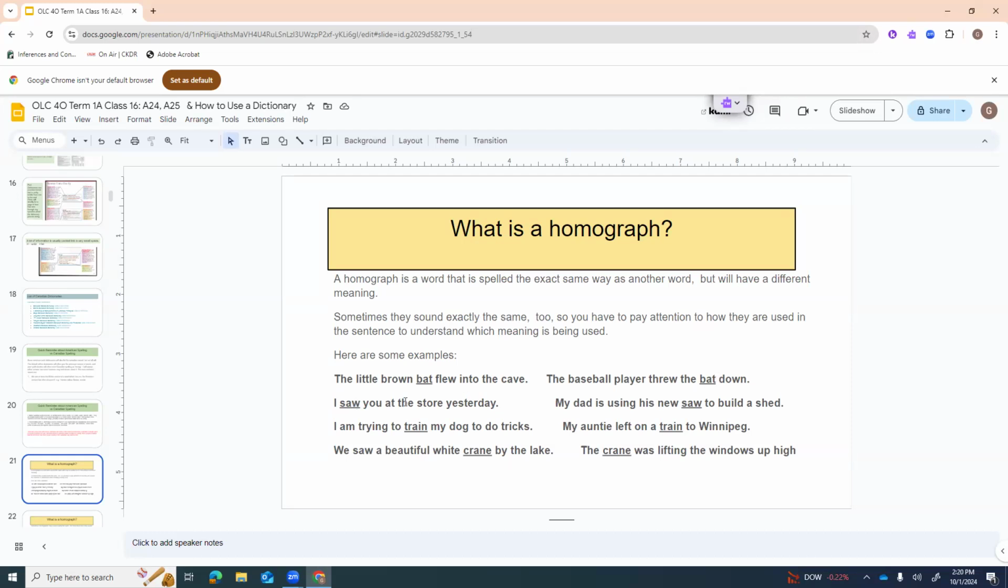I saw you at the store yesterday. I'm talking about my eyes. I looked, I saw you over there. My dad is using his new saw to build a shed. There, I mean the tool called a saw.